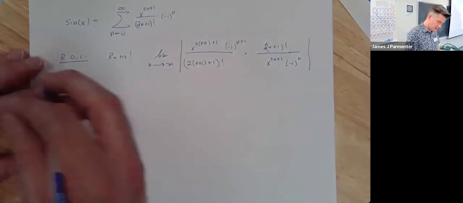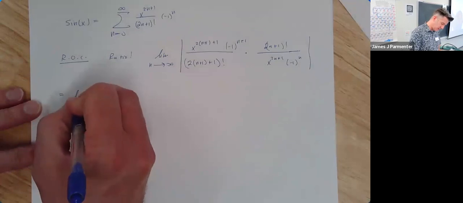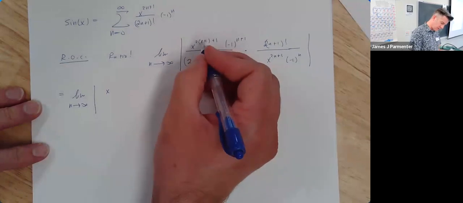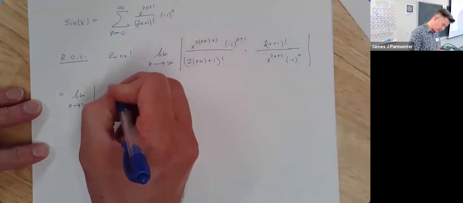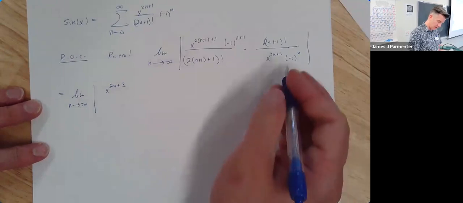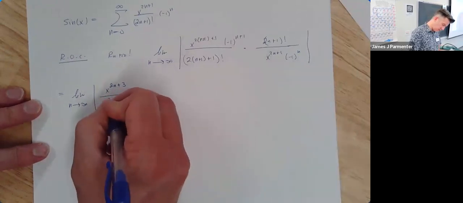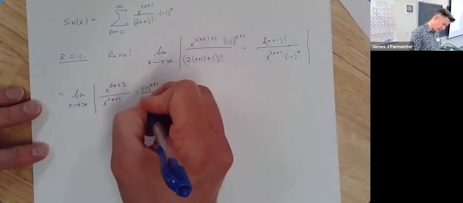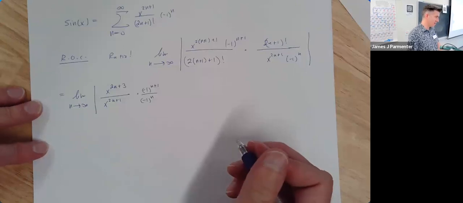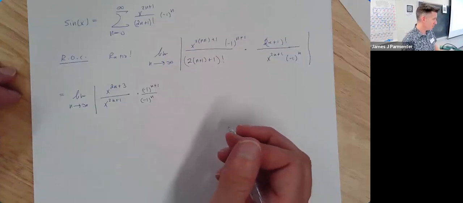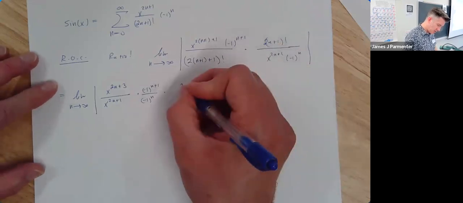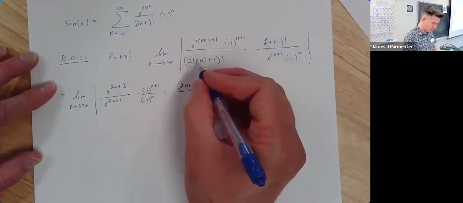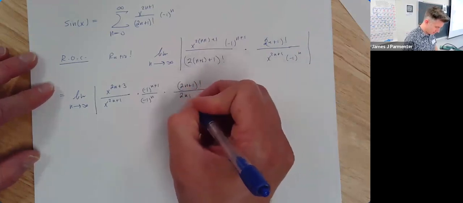Okay, so here's what's going to happen. I should simplify first. Limit as n goes to infinity of the absolute value. I've got x to the 2n plus 2 plus 1, which is 2n plus 3, divided by x to the 2n plus 1. And then the negative 1 to the n plus 1. I don't even know why I'm writing it. Those are going to cancel out and give me a negative 1. The absolute value of negative 1 is just 1. And then finally, the 2n plus 1 factorial over 2 times n plus 1, which is 2n plus 2, plus another one is 2n plus 3.